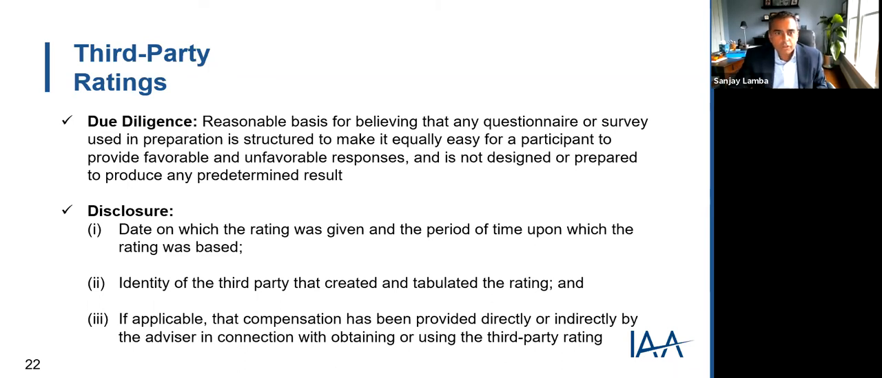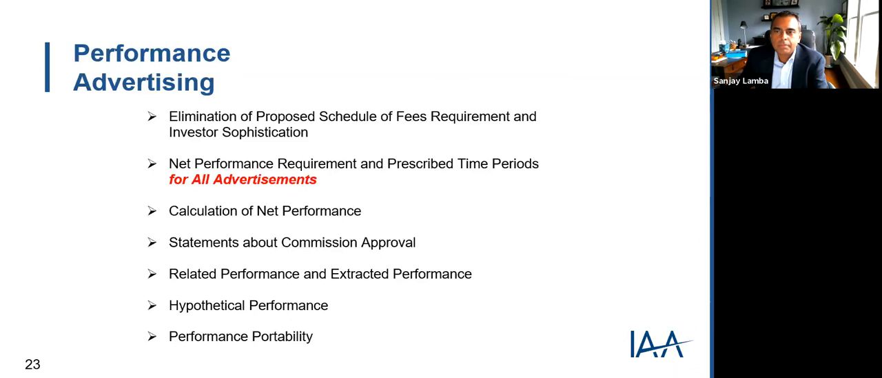Let me now turn it over to Mike to run us through the performance provisions of the new rule. Next slide, Megan. Thanks, Sanjay.